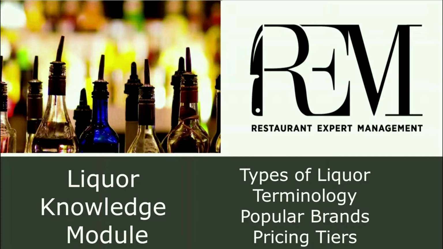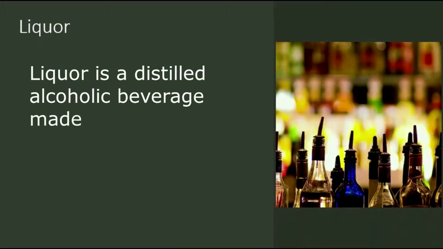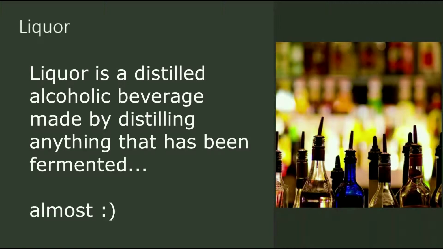So let's get started. Before we get into the different types of liquor, it's important that you understand the differences between some of the main terms. So, first things first, liquor is a distilled alcoholic beverage, and it's made by distilling anything that's been fermented. Well, almost anything. If you don't know what fermentation or distillation is, this is probably going to sound like nonsense to you. So let's learn more.